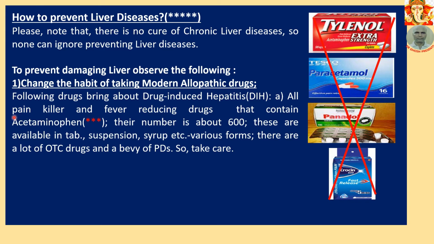3 stars. This medicine is in the market under so many names, wherever it contains this chemical acetaminophen, and their number is about 600. These are available in tablet form, suspension form, syrup form, and various other forms. There are a lot of OTC drugs. OTC means over the counter: you ask, the shop will give you, with no need of any doctor's prescription. And a bevy of PD, meaning prescribed by doctors.